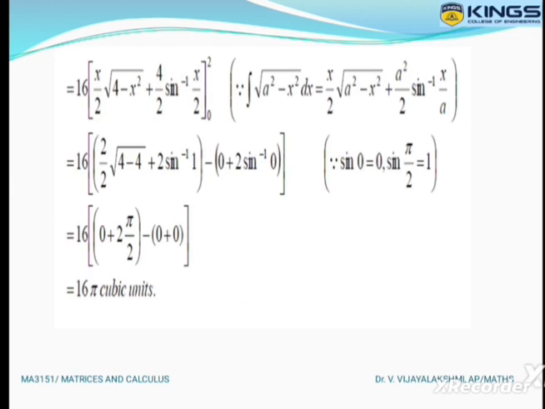Now apply the limit, put x equal to 2 in this expression, so we will get 2 by 2 root of 4 minus 4 plus 4 by 2 sine inverse of 1, minus the lower limit x equal to 0. When you replace x equal to 0, the first part becomes 0 plus 2 into sine inverse of 0. For now, we know the value of sine 0 is 0 and sine pi by 2 is 1. So sine inverse of 0 is 0 and sine inverse of 1 is pi by 2. Replacing these two values, we will get 2 into pi by 2. This implies that 16 pi cubic units, which is the volume of the given surface.